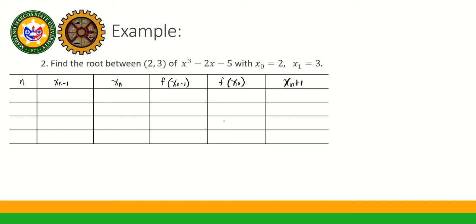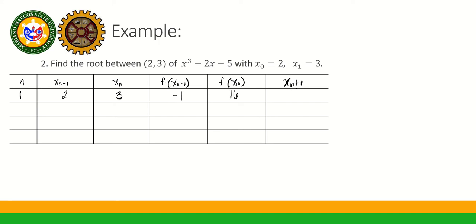Okay, so at n equal to 1 tayo, x sub 0 natin will be 2. X sub 1 natin will be 3. So, what is our f of x sub n minus 1? So, substitute natin si 2 dito sa equation, we will get negative 1. For f of x sub n naman tayo, substitute natin si 3 dito sa equation, that will be 16.